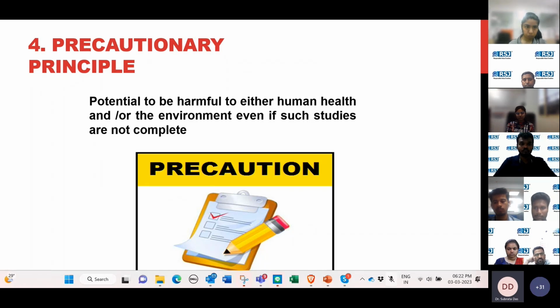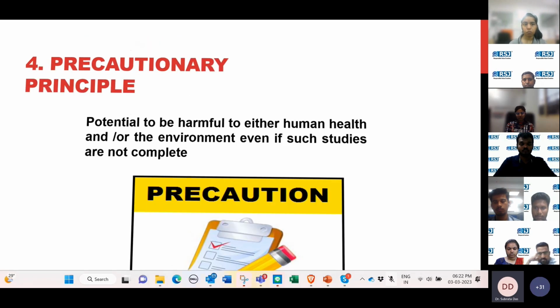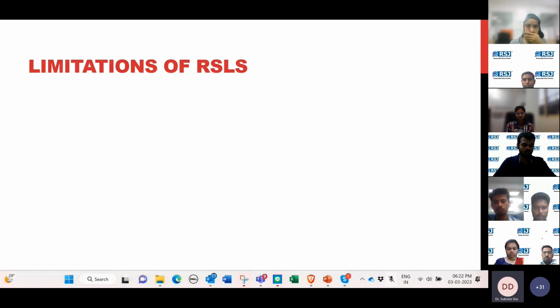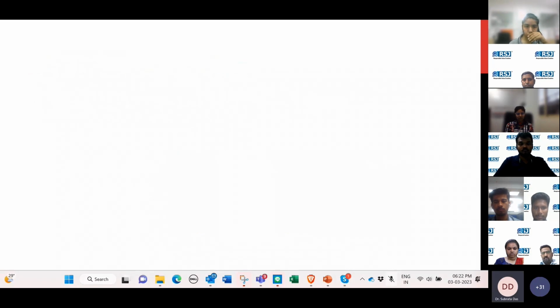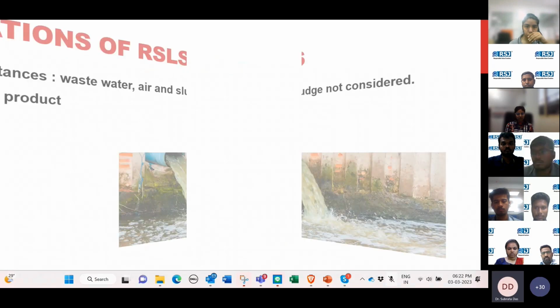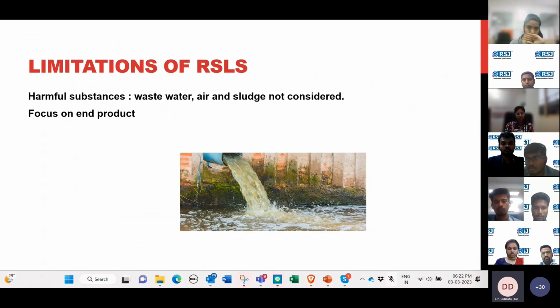So we are talking about the restricted substances, what they are and their impact on different garments. Now, there are certain limitations also, because when we talk about restricted substances, we don't talk about wastewater, air, and sludge. Our focus is on the end product only. That is the limitation of RSLs. Buyers understood this fact, and that's why they have come with a new concept, called the manufacturing restricted substances list. I'm not covering that one in detail.